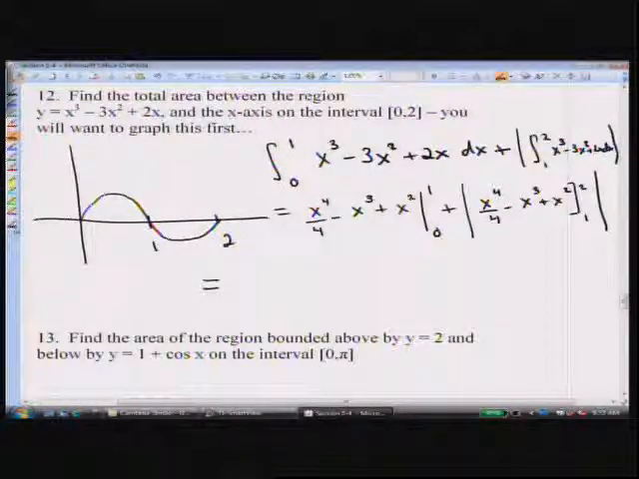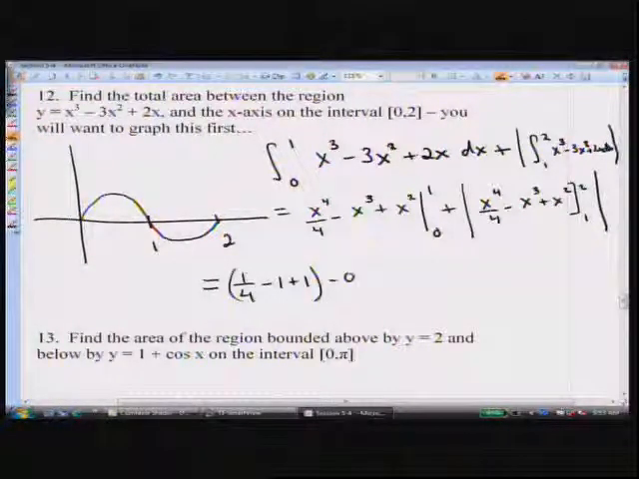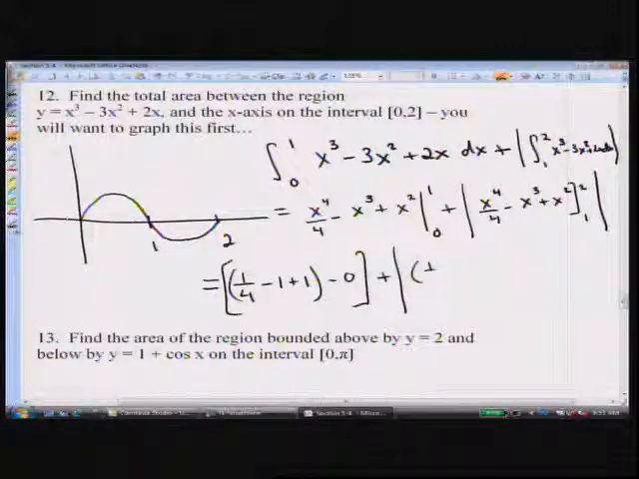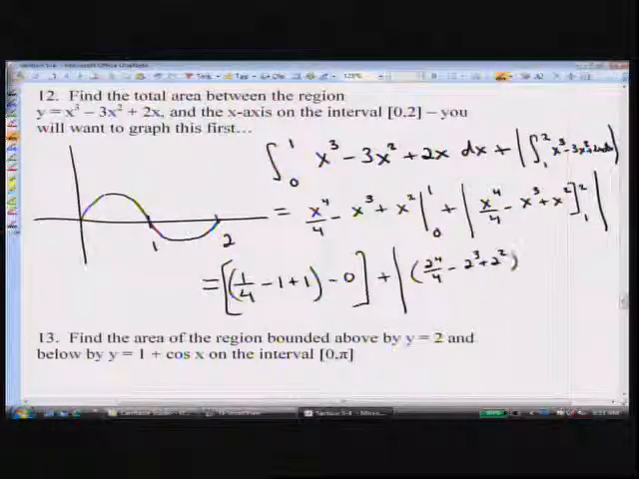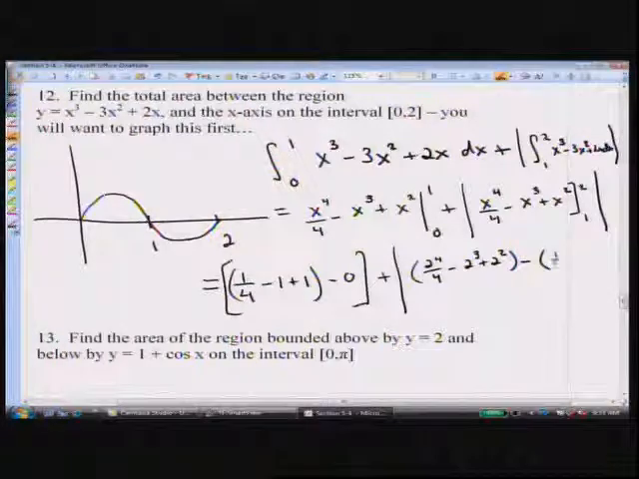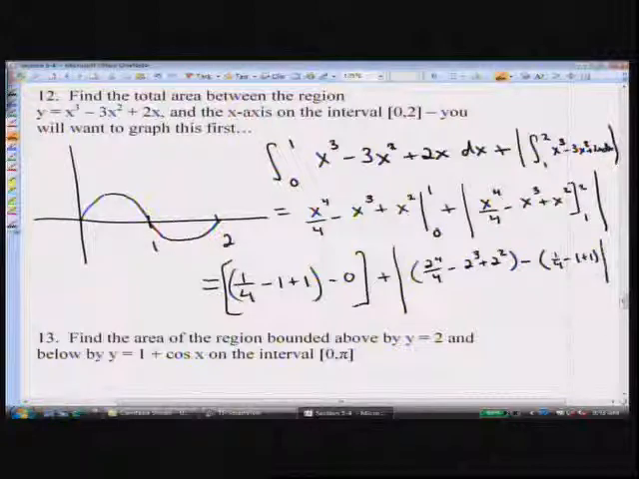Okay, so I can put 1 in here for my f of b, so this is going to be 1/4 minus 1 plus 1. Y'all notice when I put 0 in, I'm just going to get 0. Okay, so that's that first antiderivative. Plus, now this is the absolute value. This is going to be f of b, so it's going to be 2 to the 4th over 4 minus 2 cubed plus 2 squared, minus, and then when I put 1 in, I'm going to get 1/4 minus 1 plus 1. And I'll take the absolute value of that.